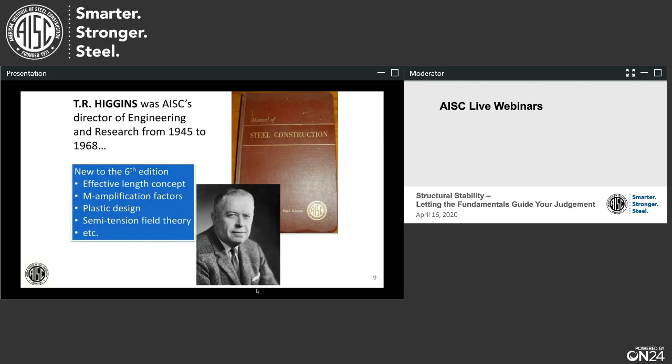They included the effective length concept. Prior to that, we were just designing for the unbraced length. Along with the effective length concept came moment amplification factors. And then new to the entire design profession was the opportunity to use plastic design. This specification included many other features, semi-tension field theory and the like. It really was a groundbreaking specification, one of the big three. Certainly this 6th edition, the first edition of the LRFD specification in 1986, and in 2005 when AISC came out with the combined edition. Those were all three big pieces.